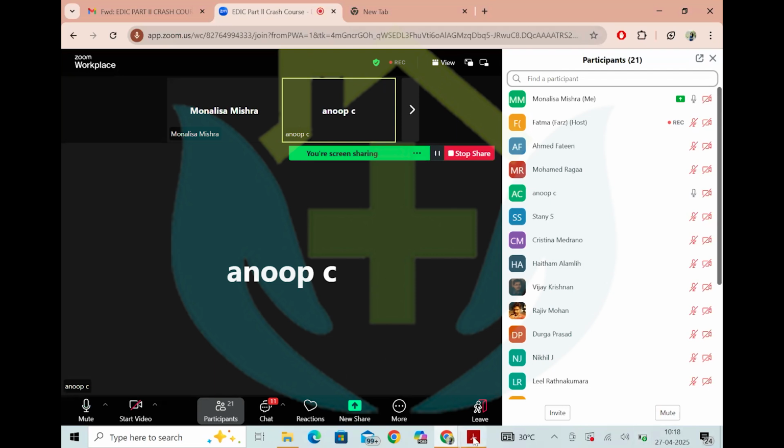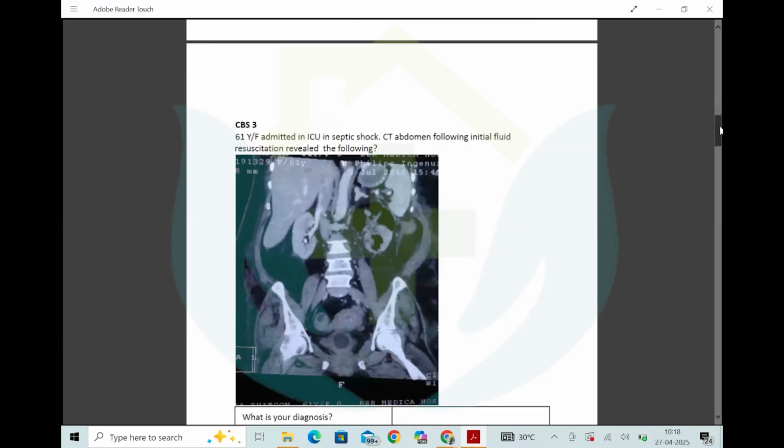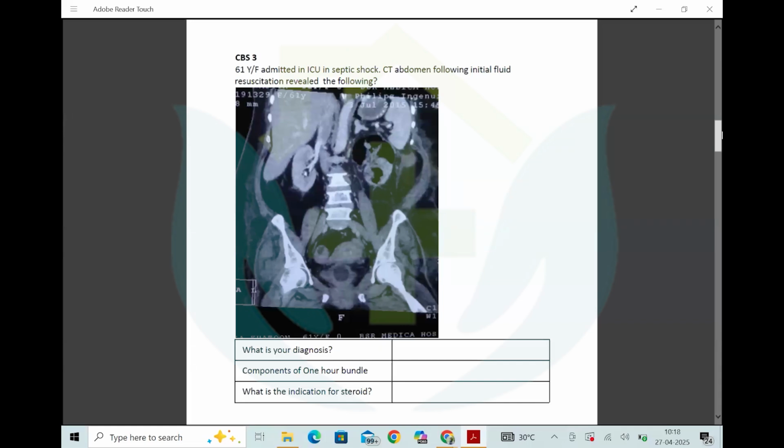I'll start my screen sharing again. Okay, so my third question. A 61-year-old lady is admitted with septic shock, and the CT abdomen finding after initial fluid resuscitation is revealing this. What is your diagnosis? Emphysematous pyelonephritis. Everybody is agreeing with the diagnosis, emphysematous pyelonephritis.